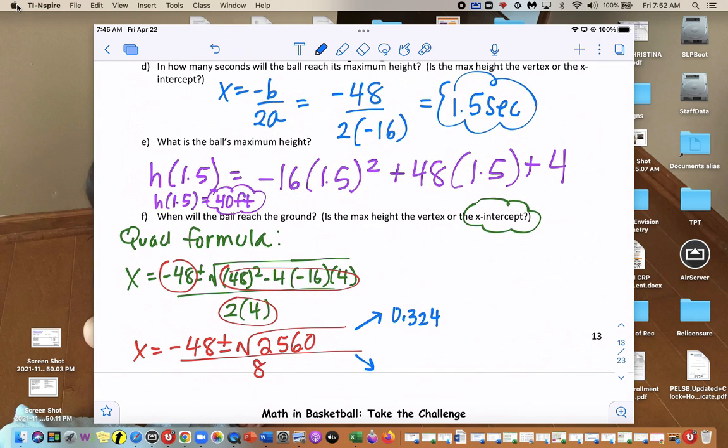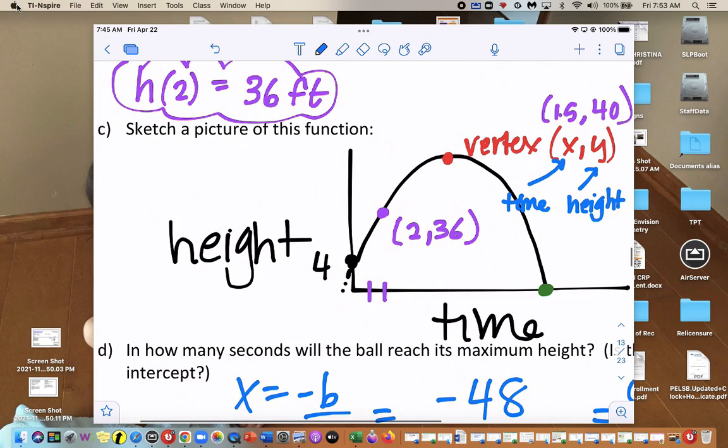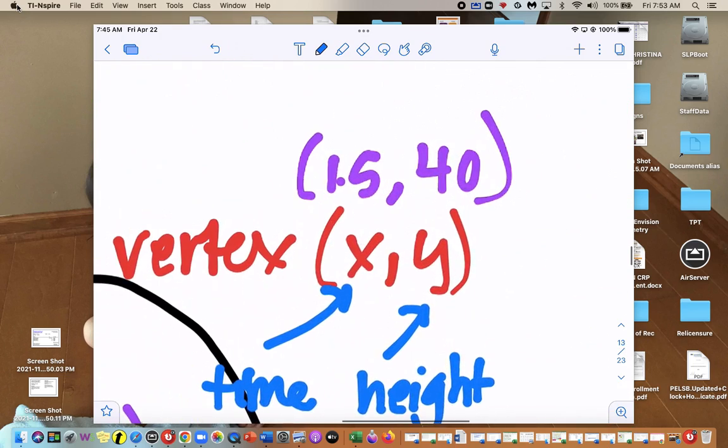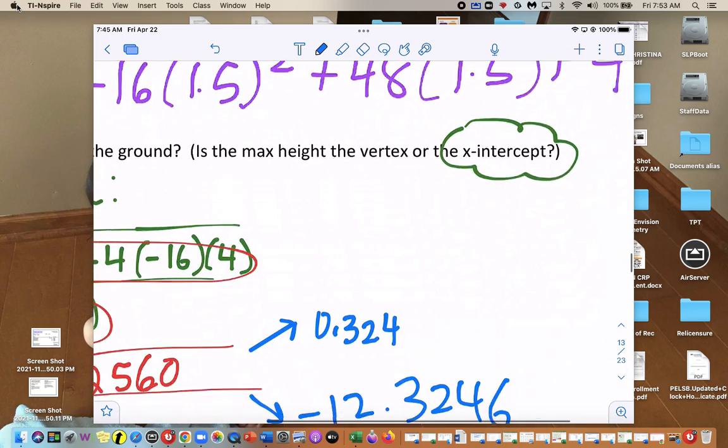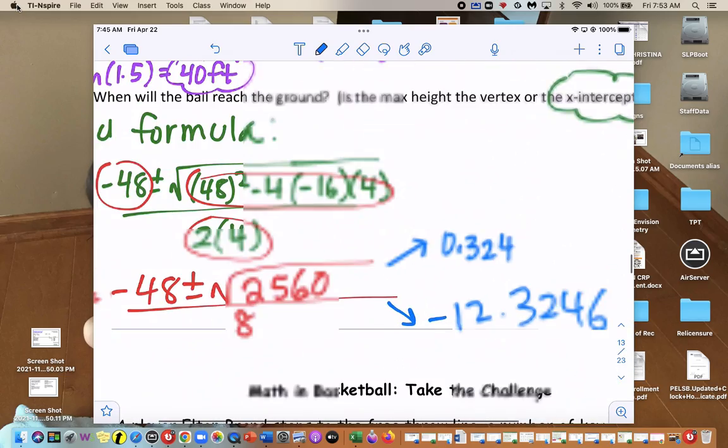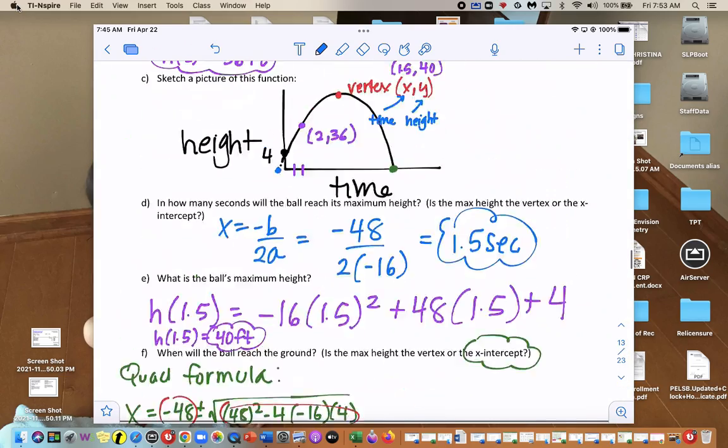I feel like we need to recalculate this, because what I got for this one was negative 12.3246. It makes sense that one is negative, because if you look, we have one negative here. But we knew our vertex was at 1.5 seconds, so a time of 0.324 is not right. So let's make sure I plugged in correctly.